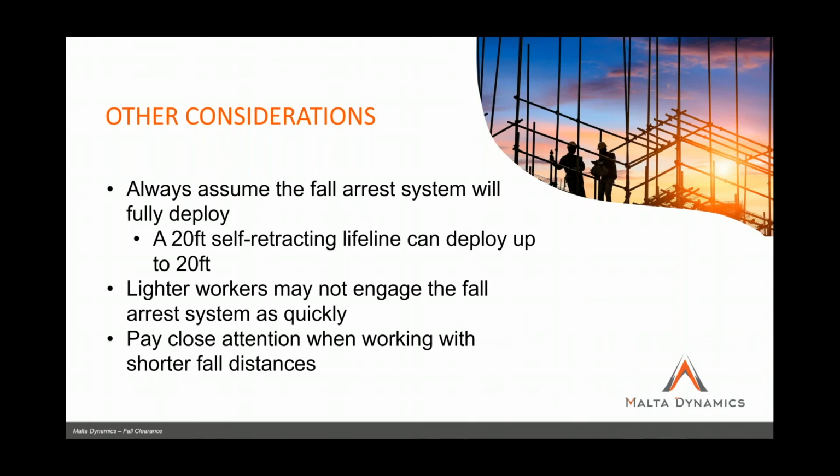Lighter workers may not engage the fall arrest system quickly. A lot of our products that we make, we test on guys that weigh 130 to 310 pounds, with ours up to 420 pounds. But you've got to take that into consideration. Putting a 110-pound guy is a no-no. Read the labels of all the products, because it changes the way the stuff works. And pay close attention when working with shorter fall distances. If you're 12, 13, 14 feet off the ground, you need to figure out how you're going to approach it.